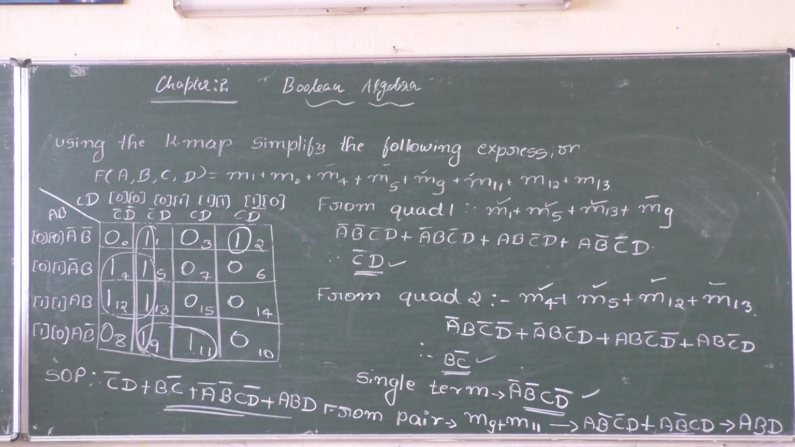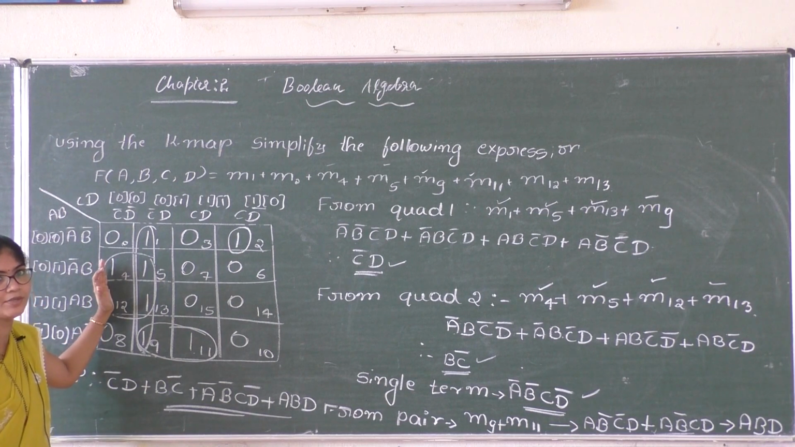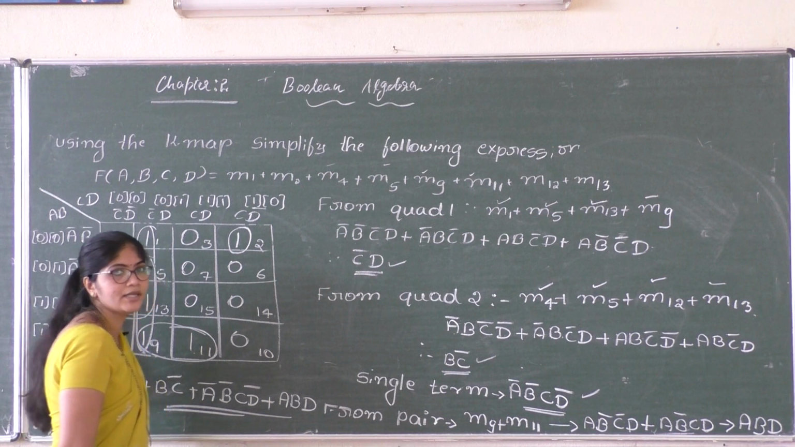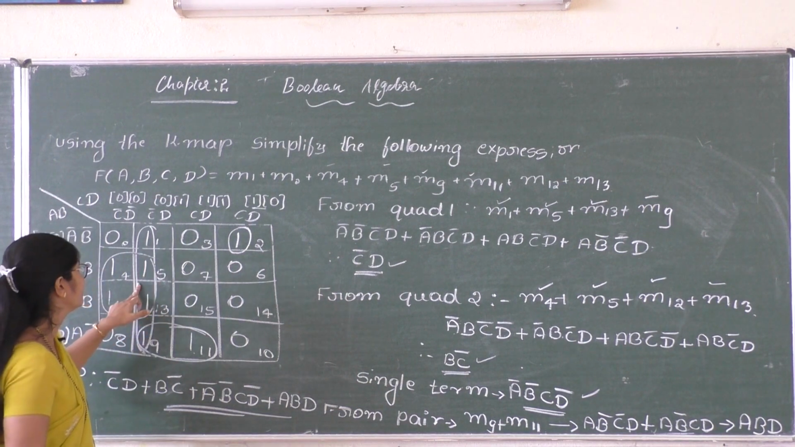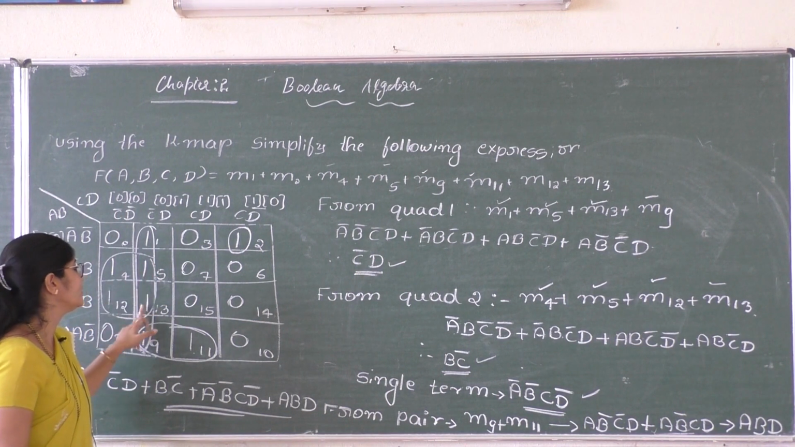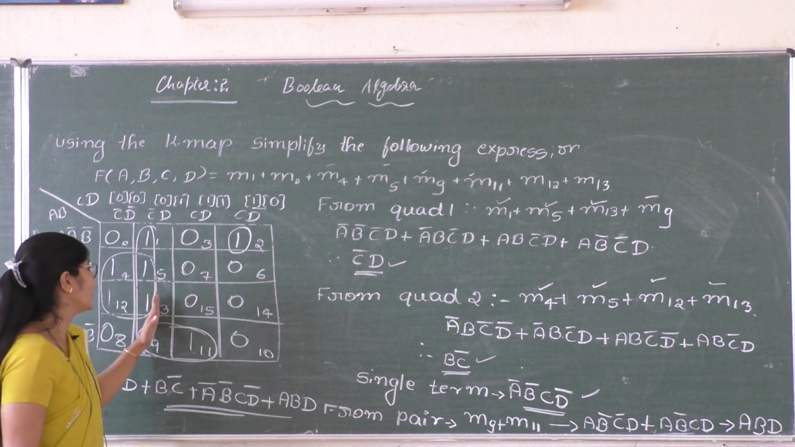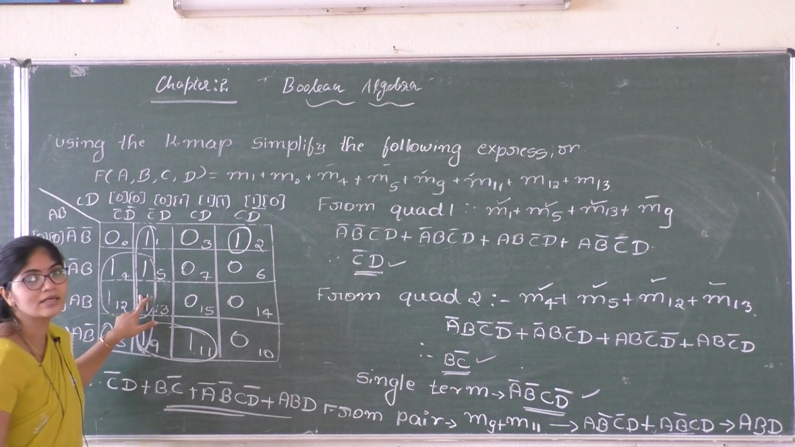So this is the final reduced SOP expression. Here quad 2 is an overlapped group. What is an overlapping group? In an overlapping group, the same one can be encircled more than once. Here 1 is included in the quad 1 as well as in quad 2. 1 in the 13th square is included in quad 1 as well as quad 2. So this is called overlapped groups.